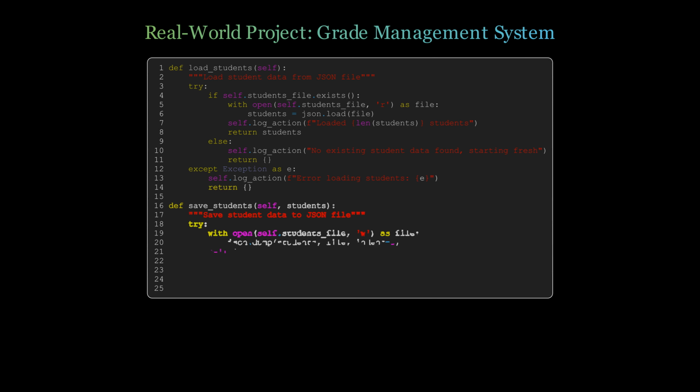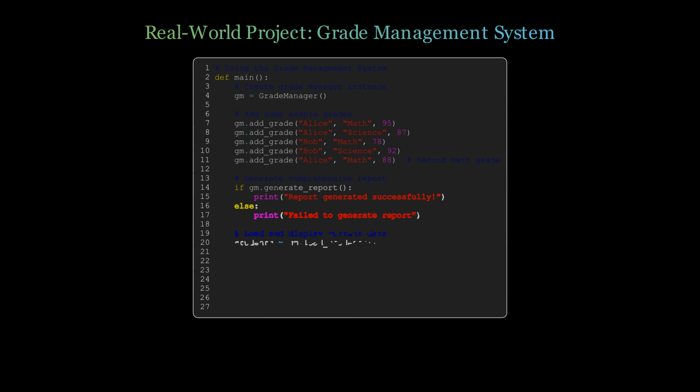These methods handle loading and saving student data using JSON format. We check if the file exists before loading, provide appropriate defaults, and log all operations. The save method returns a boolean to indicate success or failure, allowing calling code to respond appropriately.